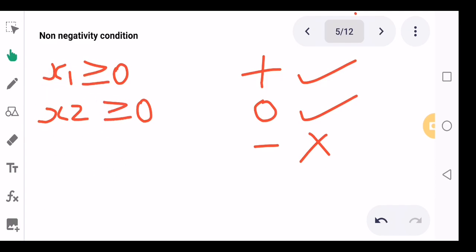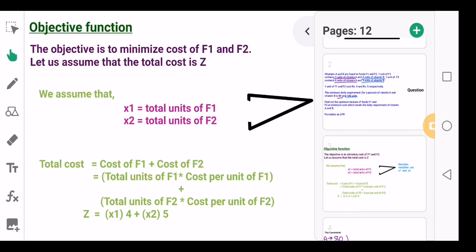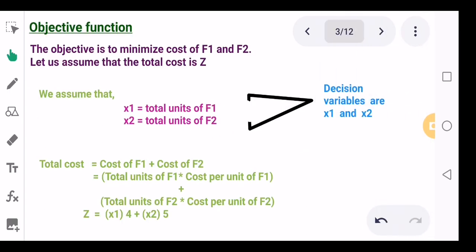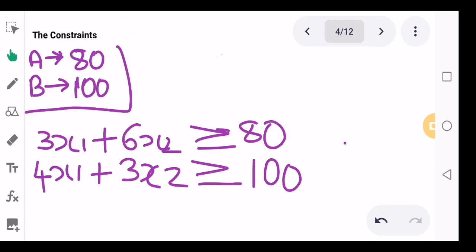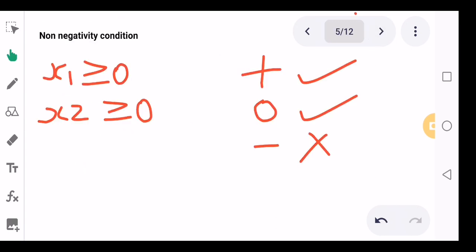Here x1 and x2 are the total units of F1 and F2, right? Now when you are purchasing food 1 and food 2, it can be 1, 2, 3, 4, such positive numbers, but you cannot have a purchase of minus F1 food. How can you purchase food in minus? You can't. Either you are not purchasing food, that is 0, or you purchase something and that will be a positive quantity. That's why x1 will always be greater than or equal to 0.